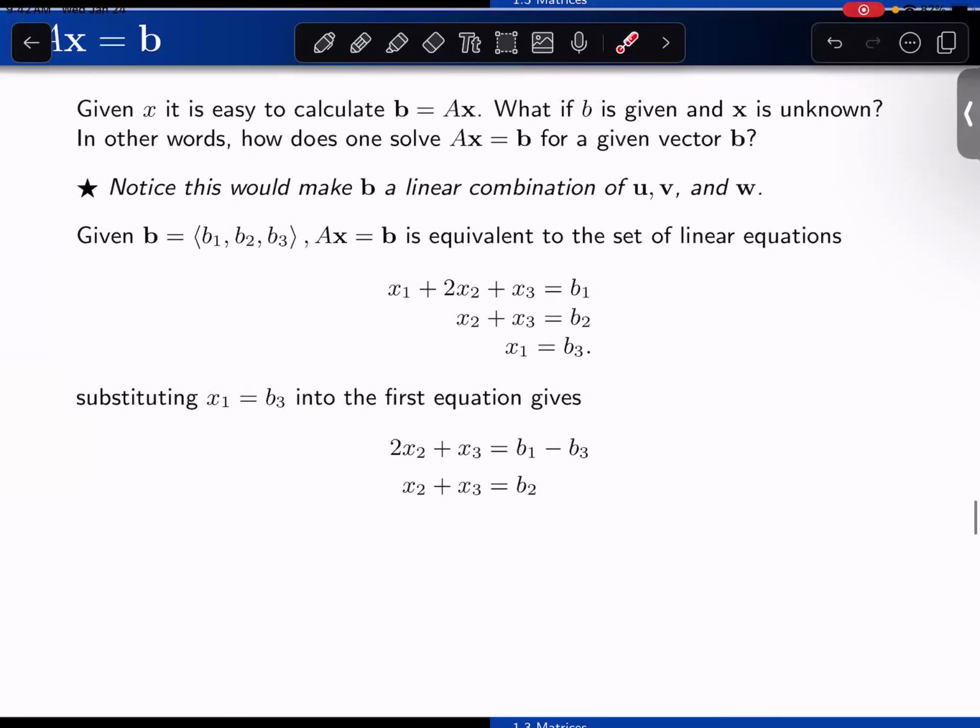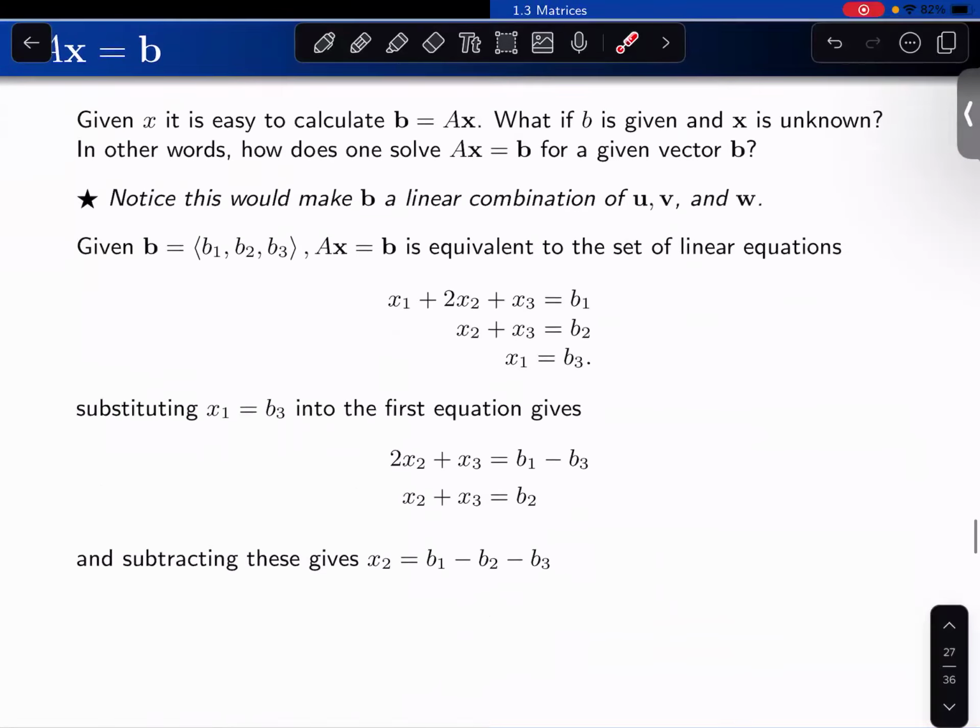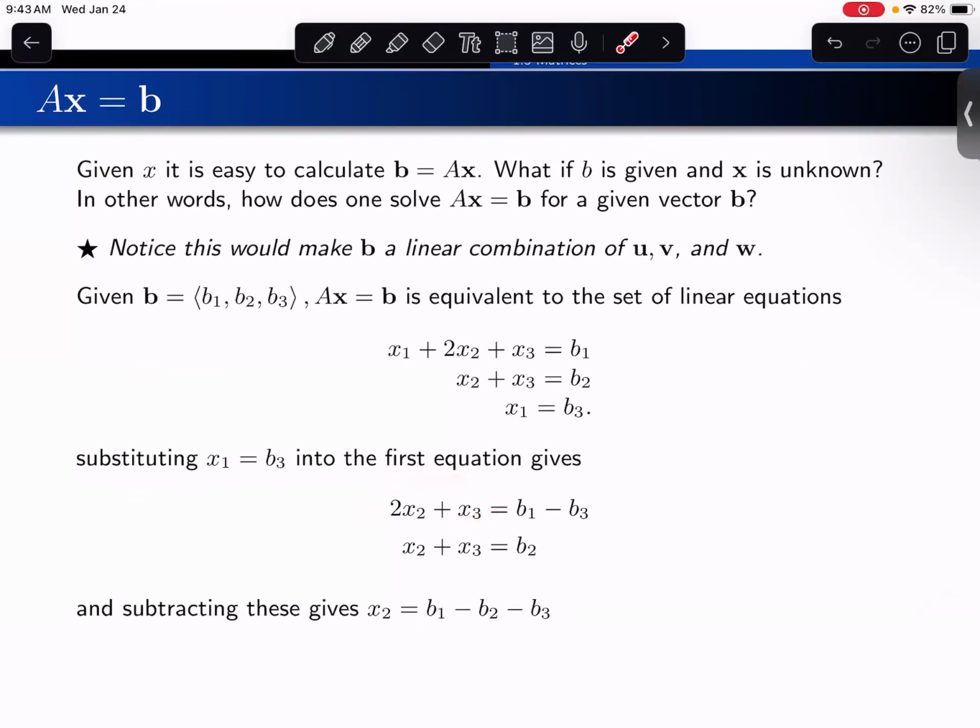Then you can do something you might have seen in high school. You have a system of linear equations with two equations, and you want to determine what x2 is and what x3 is. One way of doing this is you can take 2x2 plus x3 and subtract from it this x2 plus x3 right here. If you do that, all that's left is just an x2. So if you subtract this equation by this equation, you end up getting x2 is equal to b1 minus b2 minus b3.